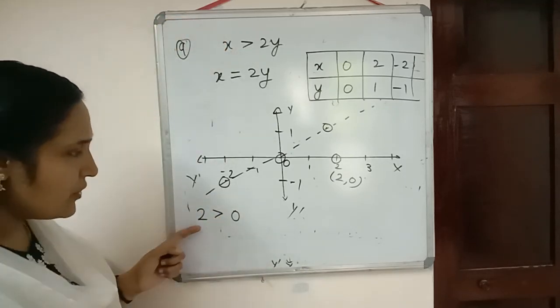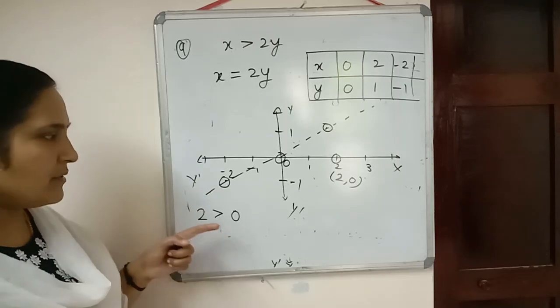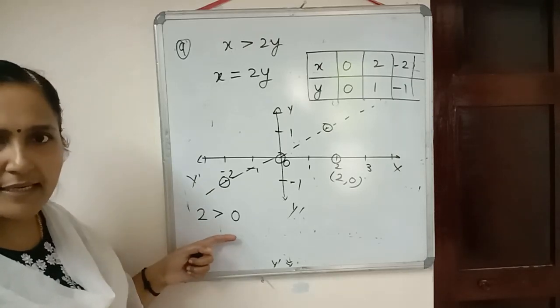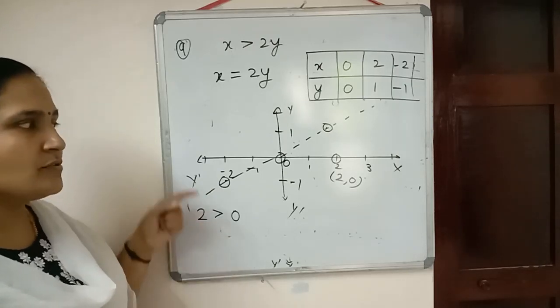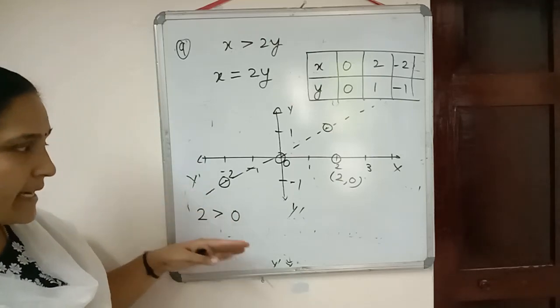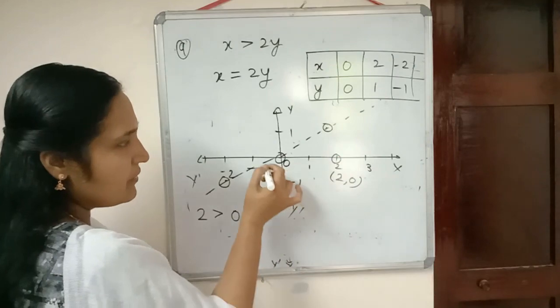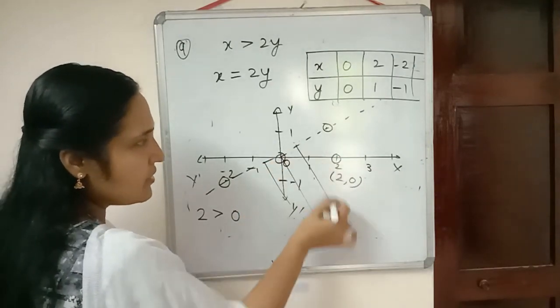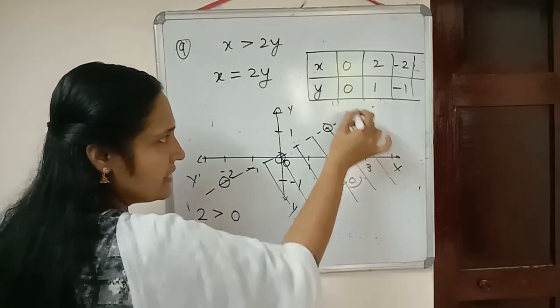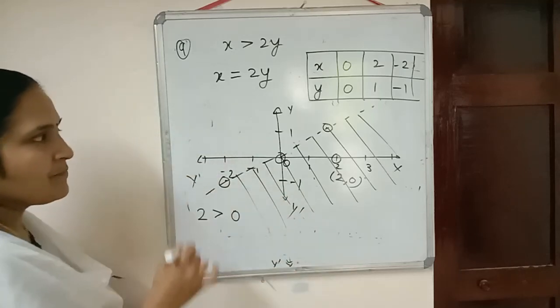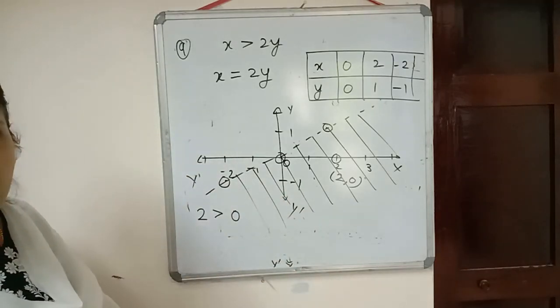Then we will get 2 greater than 0. Is it correct? 2 is greater than 0 only. Yes. So the solution region will be on that side where this point lies. This point we took from here only. So all the points in this region will satisfy the given inequation. I think these questions are clear to you.